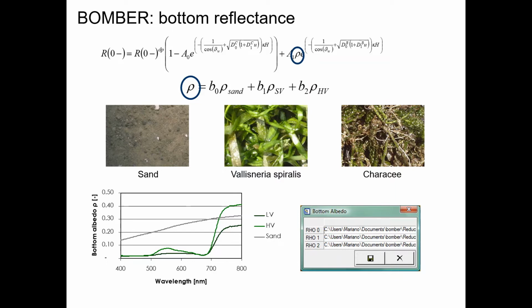In case of shallow water, you can also use Bomber to estimate the fractional cover of up to 3 substrates. For doing this, you need to provide to Bomber the reference spectra for the 3 coverages you are expecting to find in your study area. So you need to provide the reflectances of different kinds of substrates that in this case are related to sand and to 2 types of aquatic macrophytes.